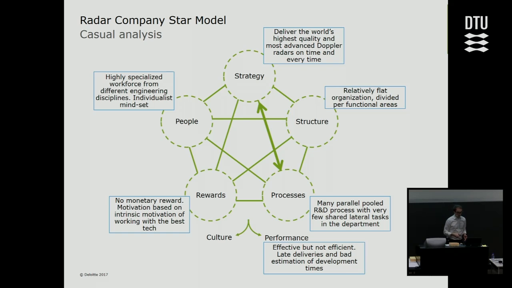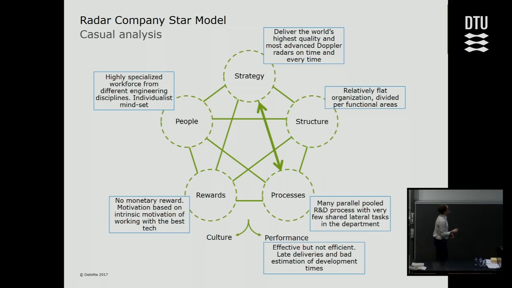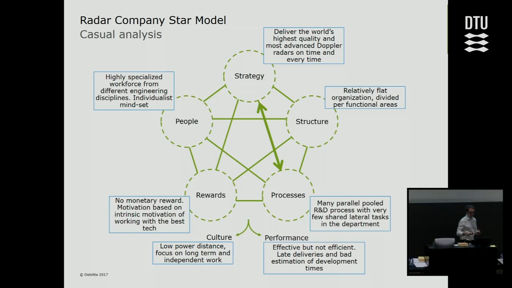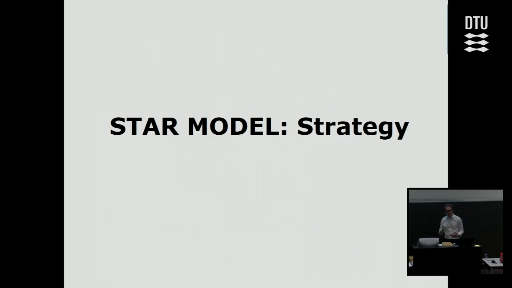So what did this misalignment cost? The company was effective, but it was not efficient. They had late deliverables and bad estimation of the development times. And you can see that this connects. They're already failing in their strategy if they are late on deliverables. And in the culture, we saw that there was low power density and a focus on long-term and independent work. And this didn't really work for the research and development department. All right, now we can jump into each part.